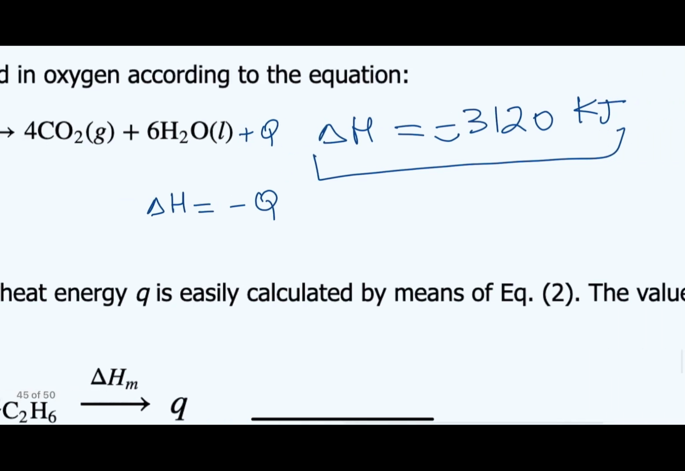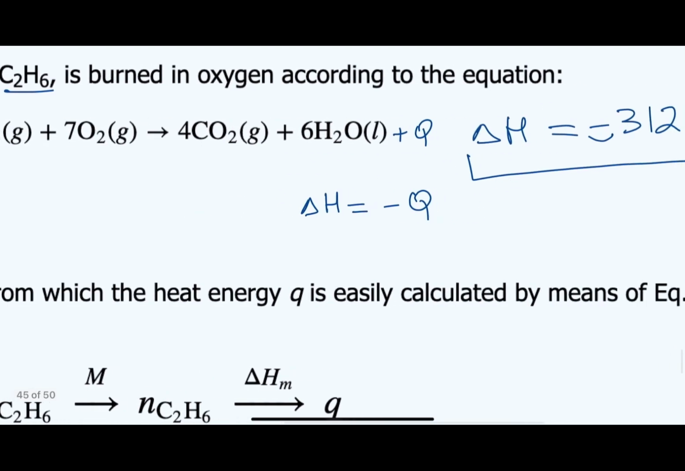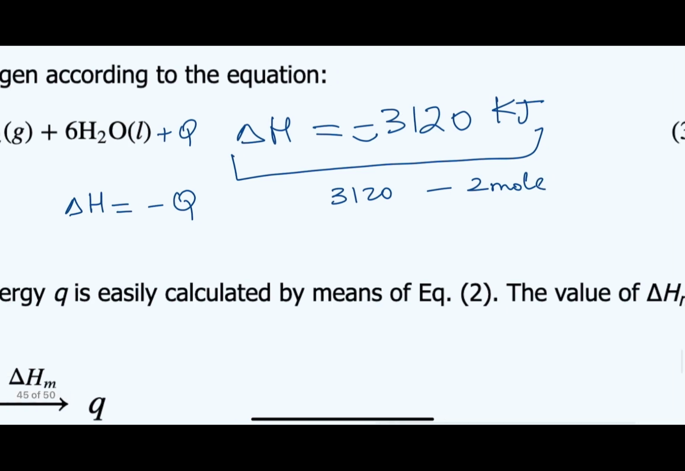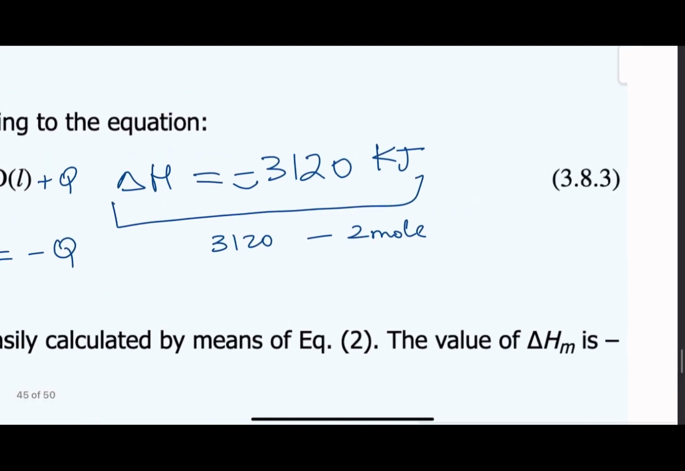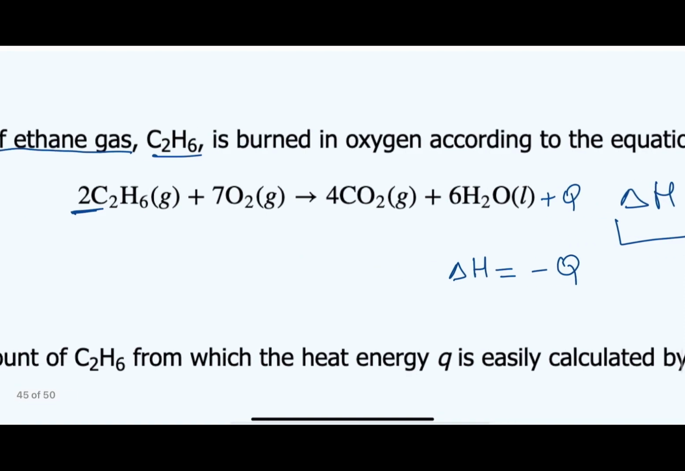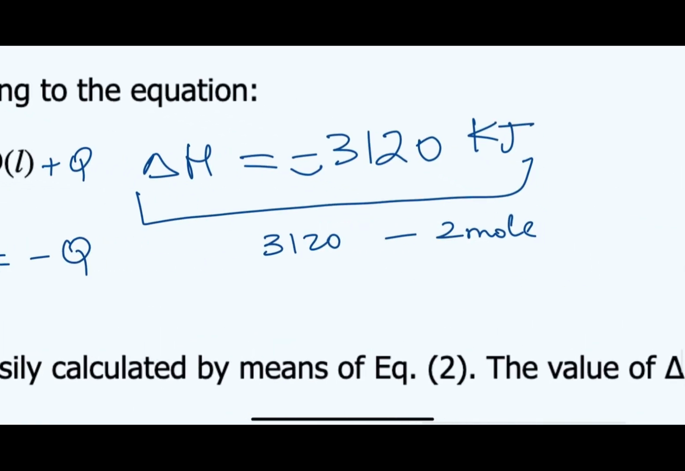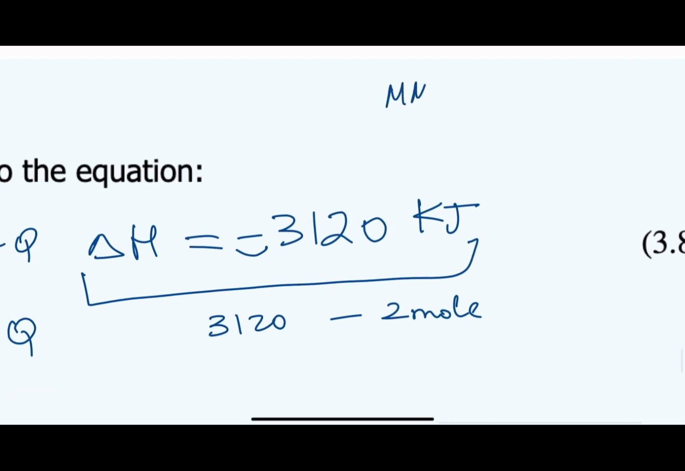So now that is for 2 moles of ethane, right? 2 moles of ethane. And it is asking for 1 kilogram of ethane gas. First, let's check the molar mass of ethane, which is going to be 24 plus 6, and it is 30 gram per mole, right?